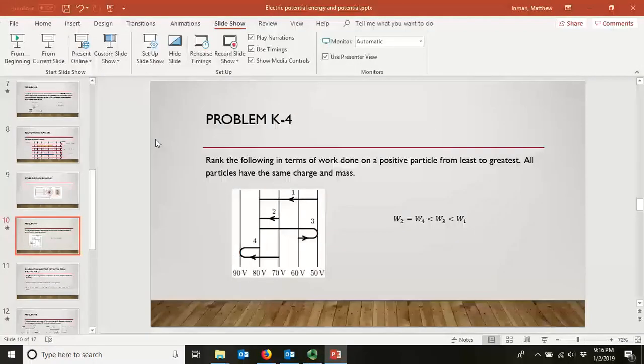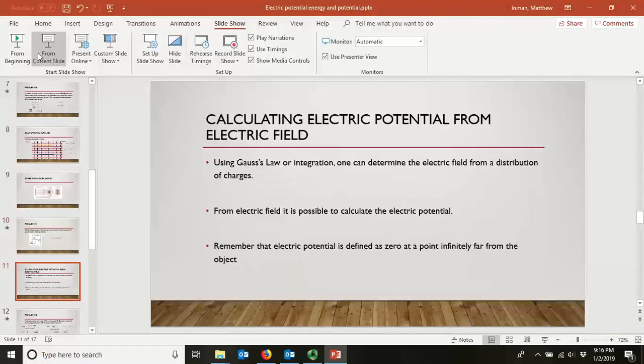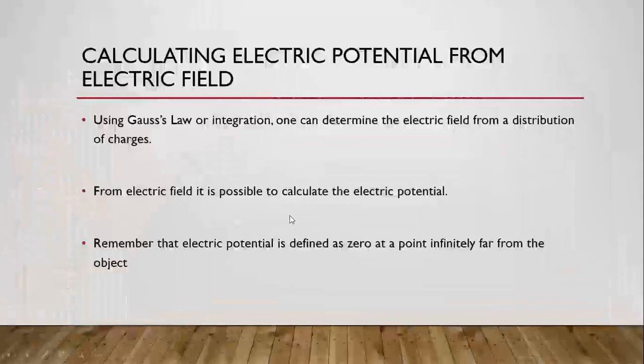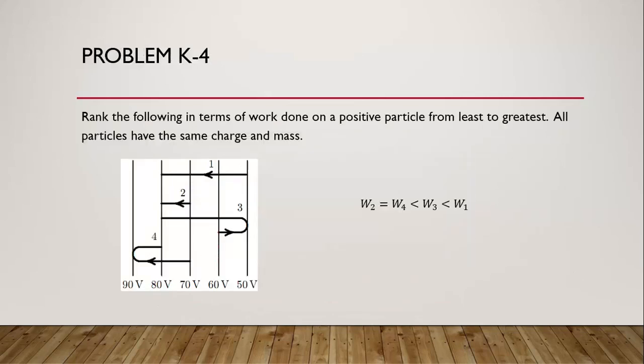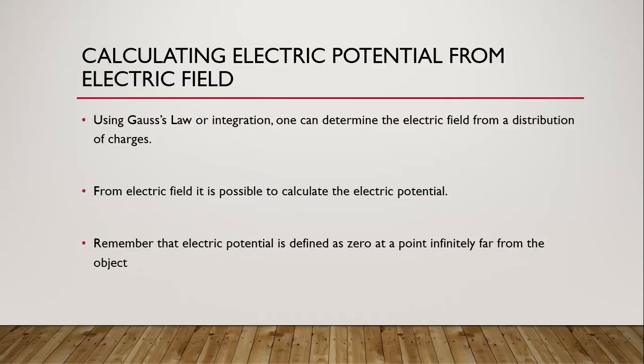Alright, be prepared today because we are going to do a little bit of math. What we want to do is calculate the electric potential from the electric field. And if it's a constant electric field, it's really easy. We already saw it's just negative E times x, basically. But what if it's not a constant electric field? What if the electric field changes with x or changes with r?